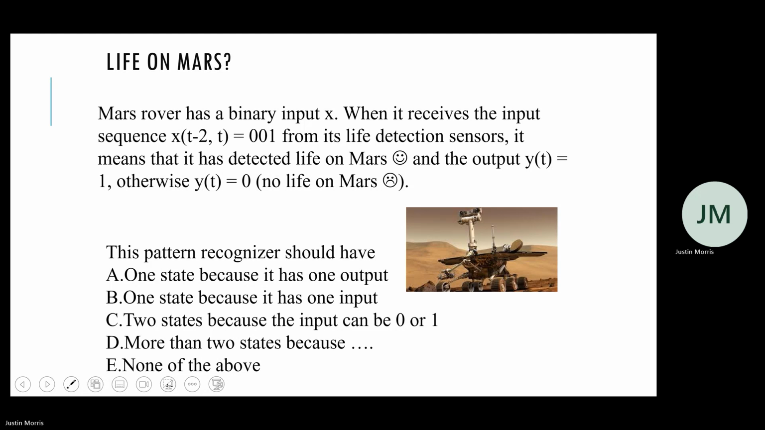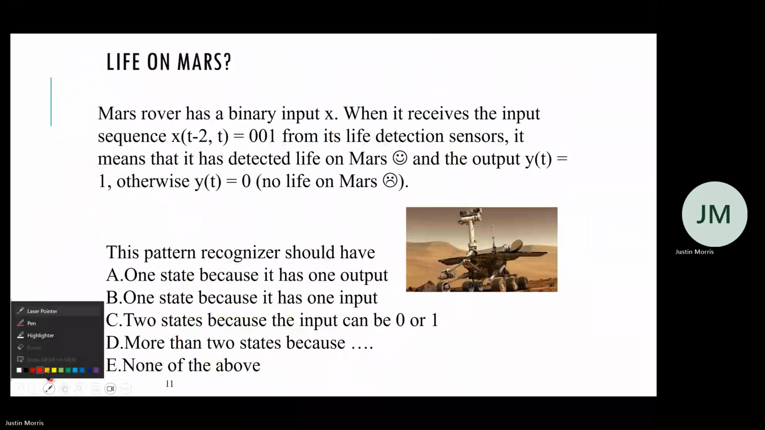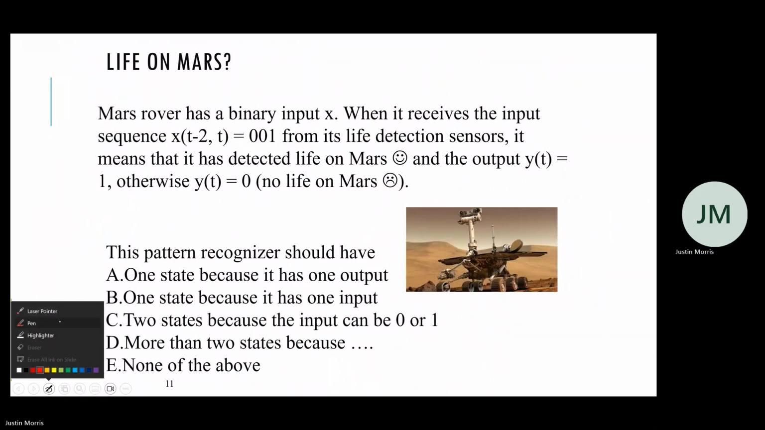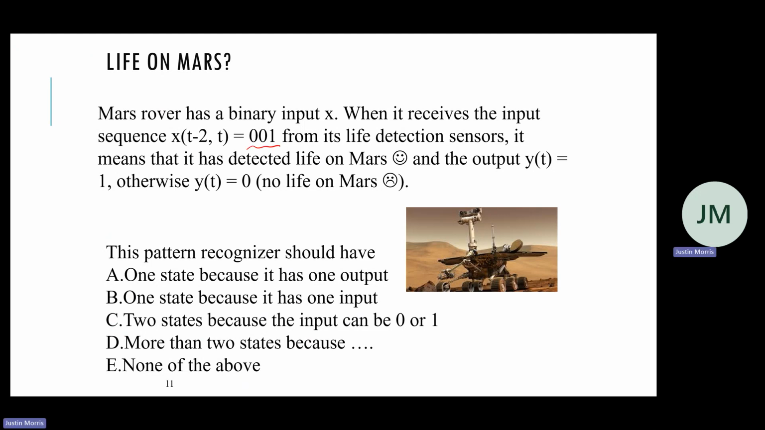What about 2 states? I could remember 0 and a 0, right? But again, I need to know that there was a 1. So 2 states is not enough. So we need more than 2 states. And nope, not highlighter. So we need more than 2 states because we need to remember the sequence of 3 binary inputs. And with 2 states, we can only remember 2. Oh, I circled the wrong thing. So we need more than 2 states.